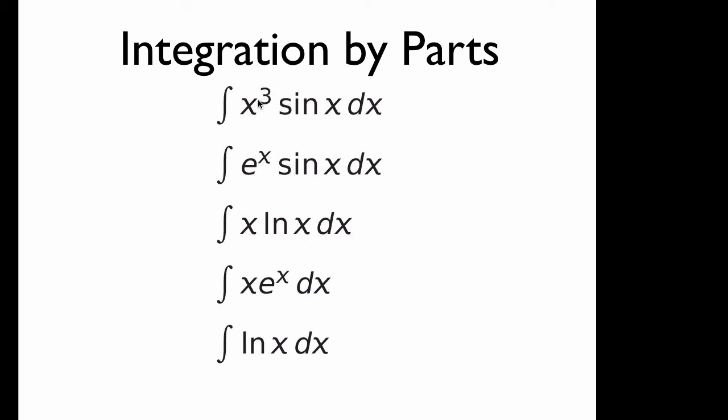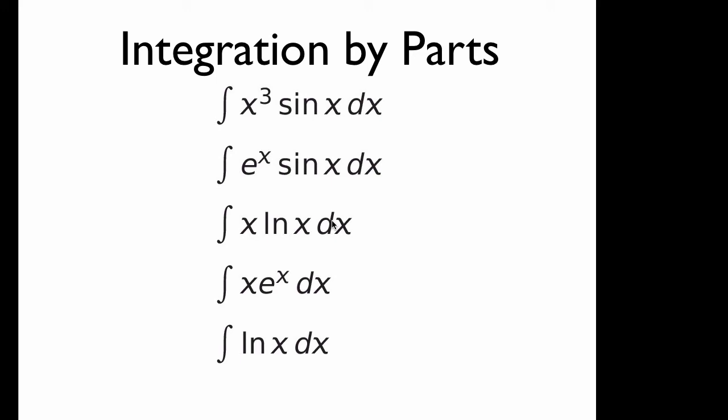X to some power times sine or cosine, so x cubed times sine x, or x squared times cosine x, anything like that. E to the x times sine or cosine. Okay, this is a special trick you want to learn how to do. Third one, x times ln x. Again, x to any power times natural log here. So those are the very typical examples.